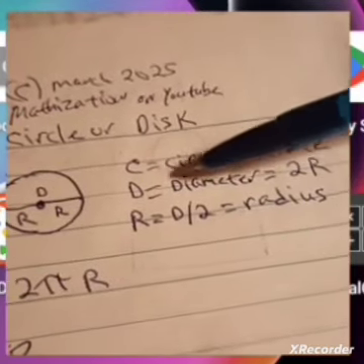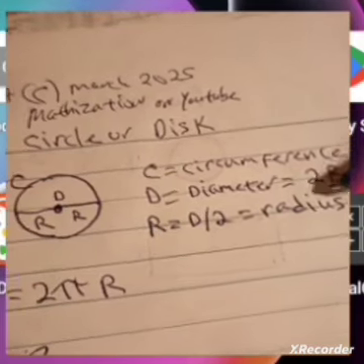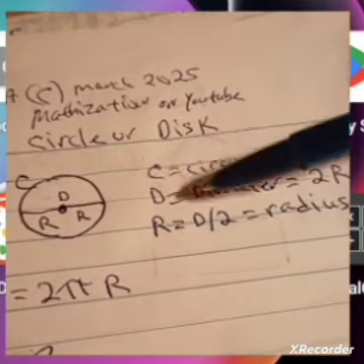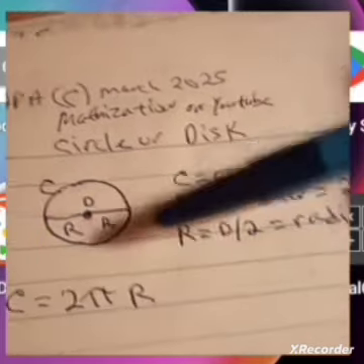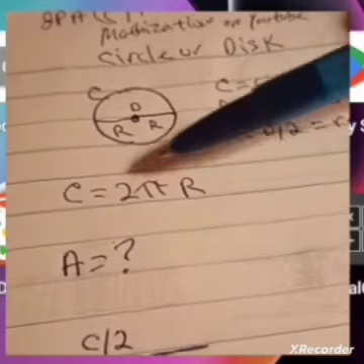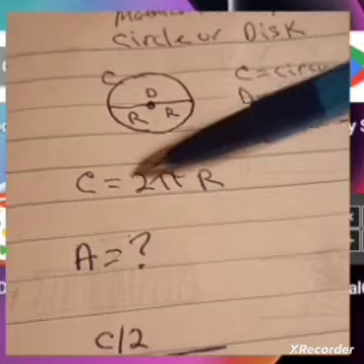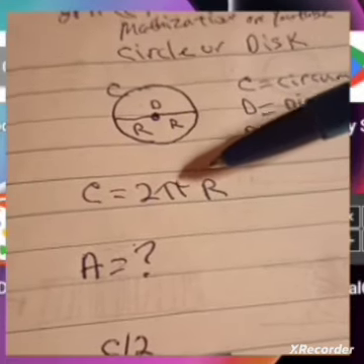This is just a derivation of the area of a circle or disc. Circumference C is circumference, D is diameter, equals twice the radius right here. And R is diameter divided by 2, the radius. And we know that circumference of a circle is 2 pi r.